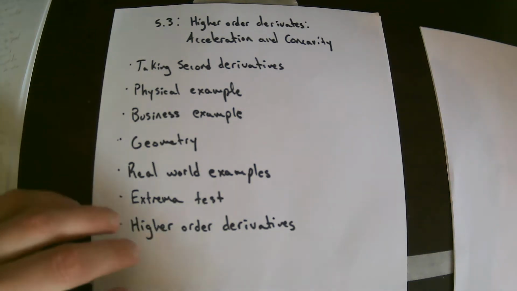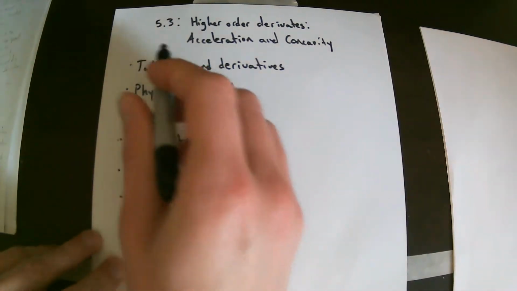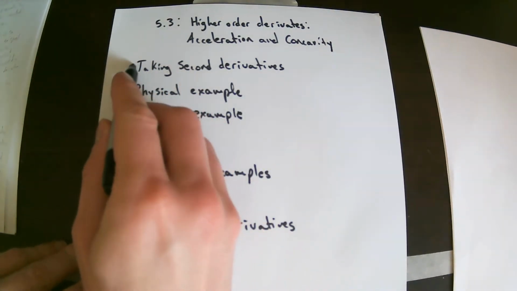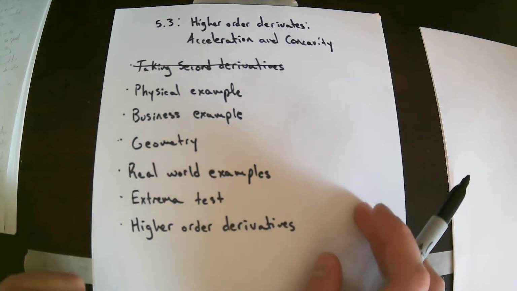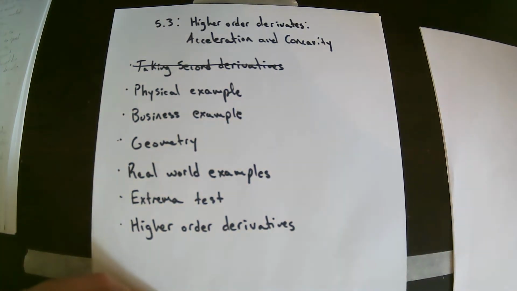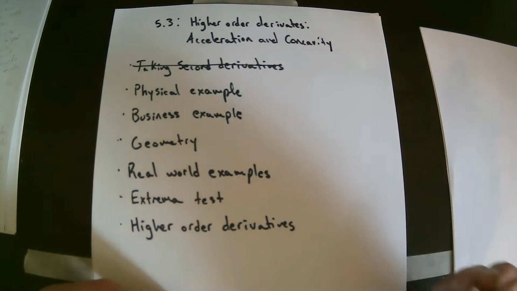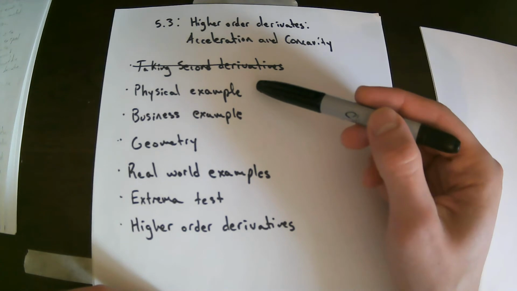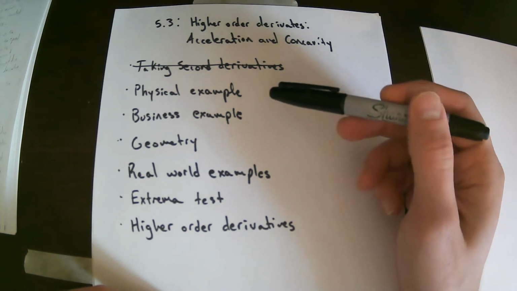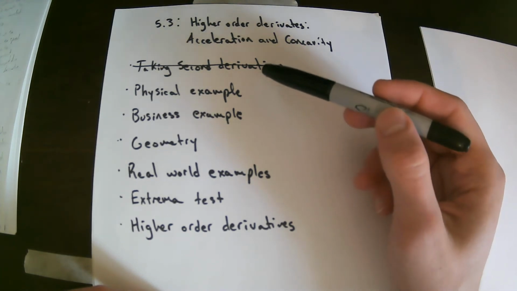Okay, so we have started section 5.3. We have taken a ton of second derivatives, gotten a lot of practice there, just taking second derivatives. So now let's talk about some ways we can interpret second derivatives, and we'll start with a physical example.